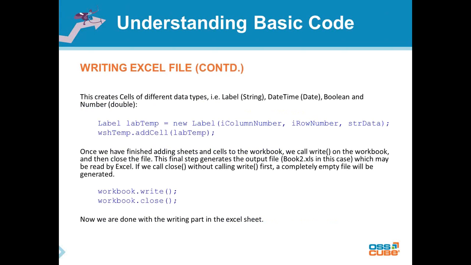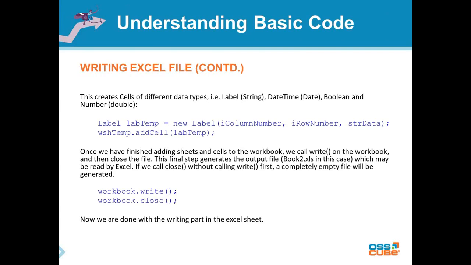So cell can be of different data types. These data types can be label, date time, boolean, number, etc. I am going to write pass and fail, and that will be a string. So I am going to use label here. I am just creating the object of that label and passing the row number, column number, and the string data, which can be pass and fail in that case.